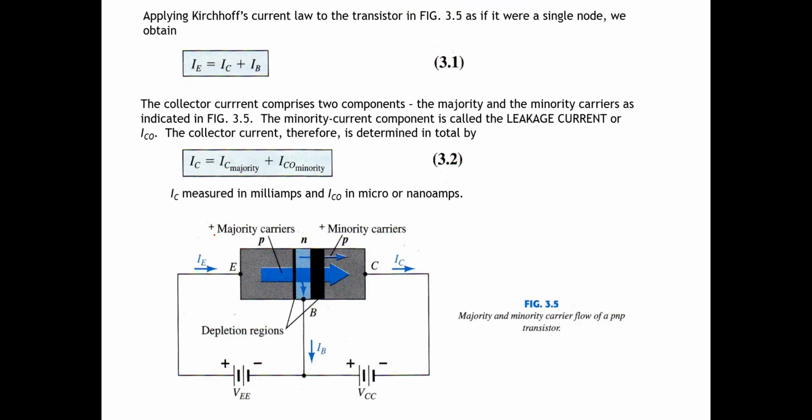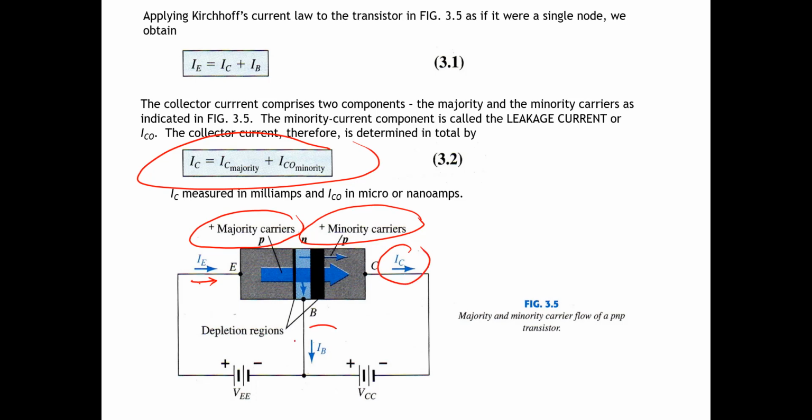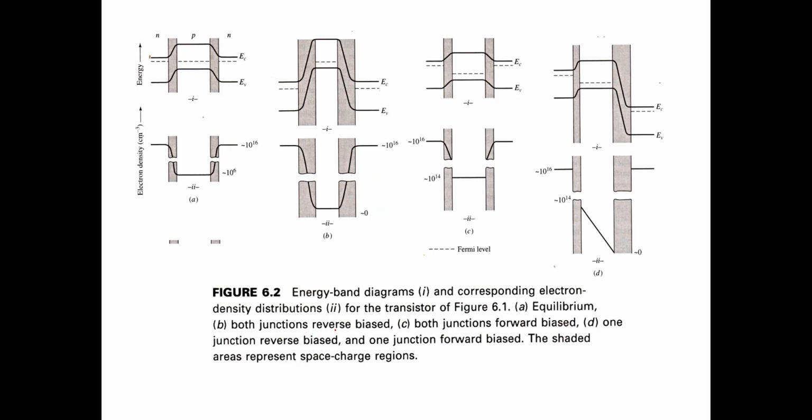So the majority carrier plus minority carrier here, this is the total of the current. So IC is the majority carrier current plus the minority carrier current. And then if we apply Kirchhoff's law here, we have the current IE equal to IC plus IB. IC is the collector current and IB is the base current.